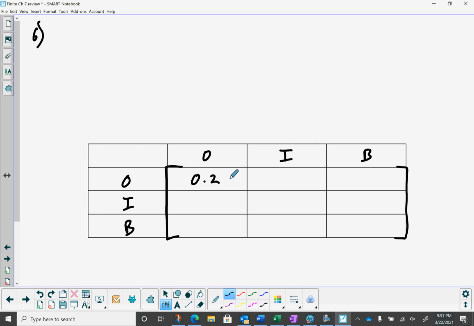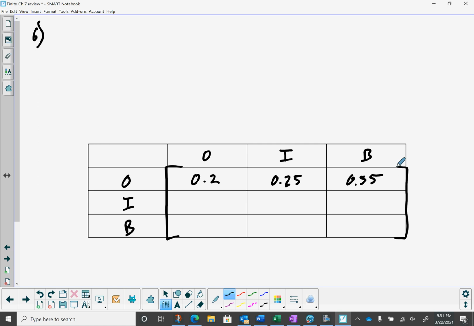Whereas 25% switched to the Italian, and then 55% of them to the barbecued beef. Again, quick check, make sure that we have a sum of 1.